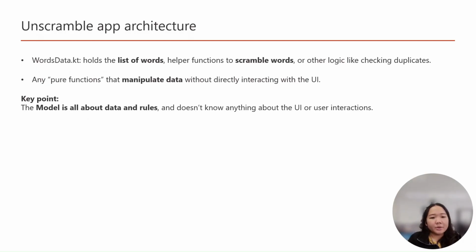The WordData.kt holds the list of words, a helper function to scramble words, or other logic like checking duplicates, and any pure function that manipulates data without directly interacting with the UI. Key point: the model is all about the data and rules and doesn't know anything about the UI or user interaction.